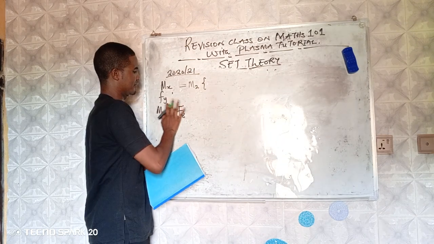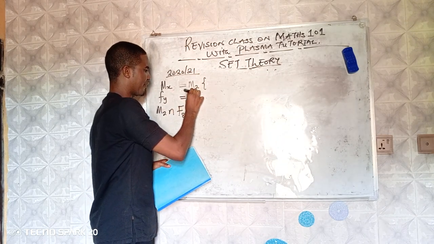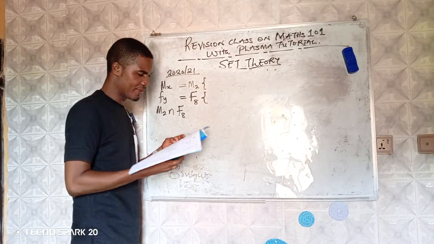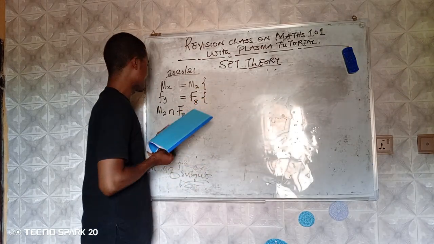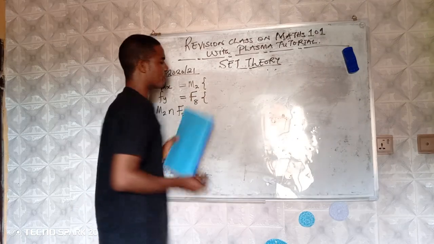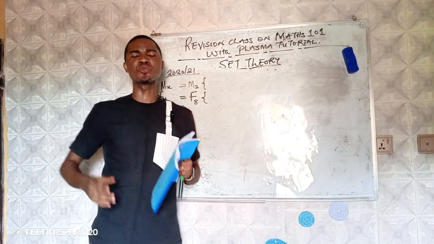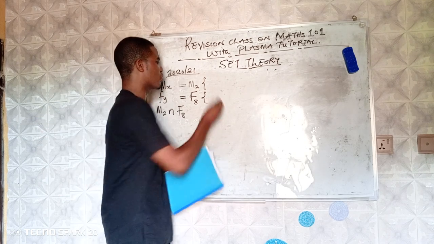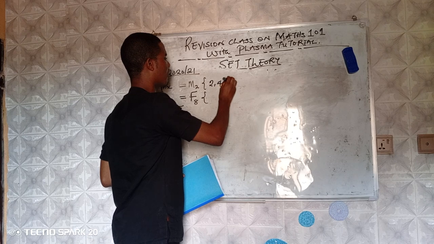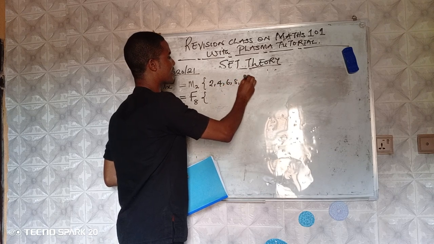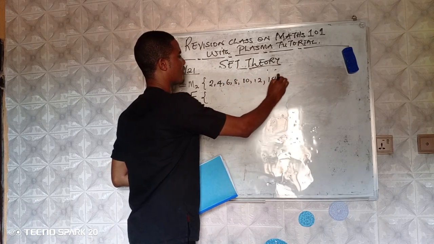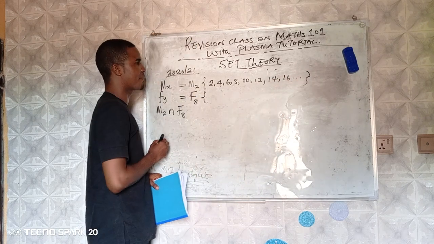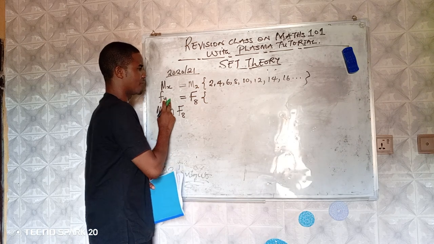And this one now, we have F8. So it's going to be factors of 8. So let's find the multiples of 2. When we say multiples of 2, we mean numbers that are gotten by multiplying by 2. So we have 2, 4, 6, 8, 10, 12, 14, 16, and so on. It's an infinite set. Okay.